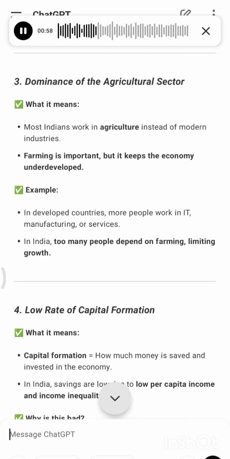3. Dominance of the agricultural sector. What it means, most Indians work in agriculture instead of modern industries. Farming is important, but it keeps the economy underdeveloped. Example, in developed countries, more people work in IT, manufacturing, or services. In India, too many people depend on farming, limiting growth.